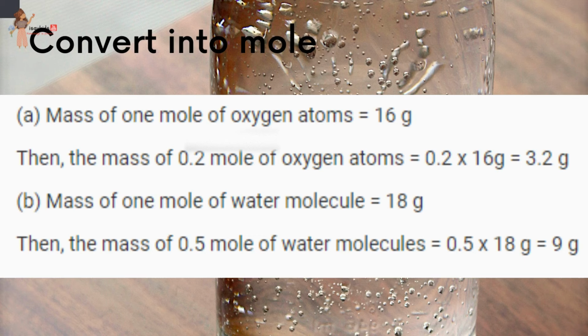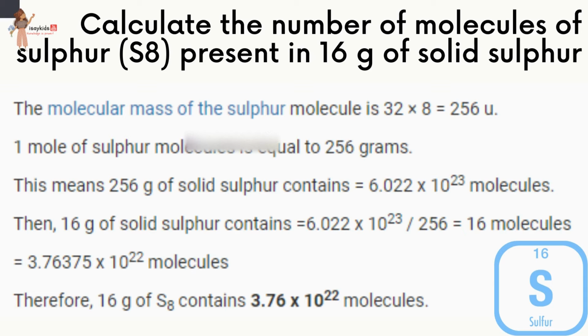Mass of 1 mole of oxygen atoms is 16 grams, then the mass of 0.2 moles of oxygen atoms would be 0.2 times 16. Let's calculate the number of molecules of sulfur present in 16 grams of solid sulfur. The molecular mass of the sulfur molecule is 32 into 8. 1 mole of sulfur molecules is equal to 256 grams. This means 256 grams of solid sulfur contains 6.022 into 10 raised to the power 23 molecules. Then 16 grams of solid sulfur contains 6.022 into 10 raised to the power 23 divided by 256, which is 16 molecules, which is equal to 3.76375 into 10 raised to the power 22 molecules.